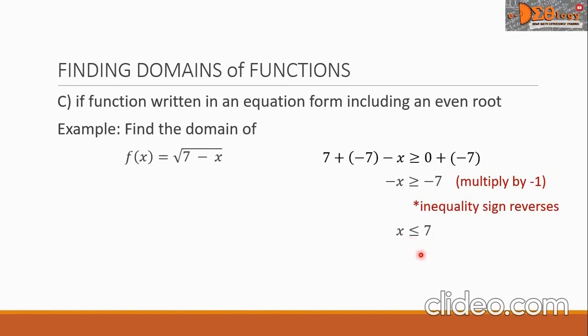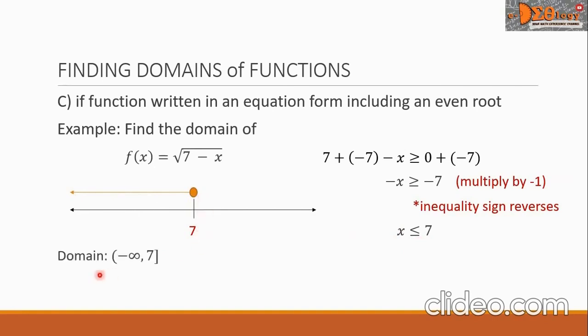Now, just to illustrate, we're going to put this in the number line. So here is the positive 7. So x less than or equal to positive 7. It means those numbers on the left side of this positive 7. So this is our graph. And we put a solid dot on top of 7 because of the less than or equal sign. It means the number 7 itself is part of the solution.